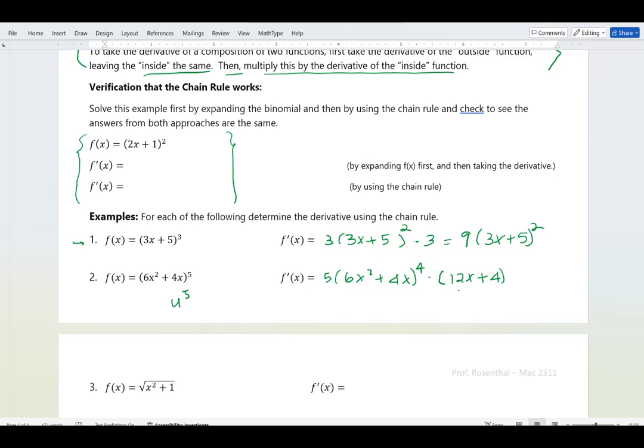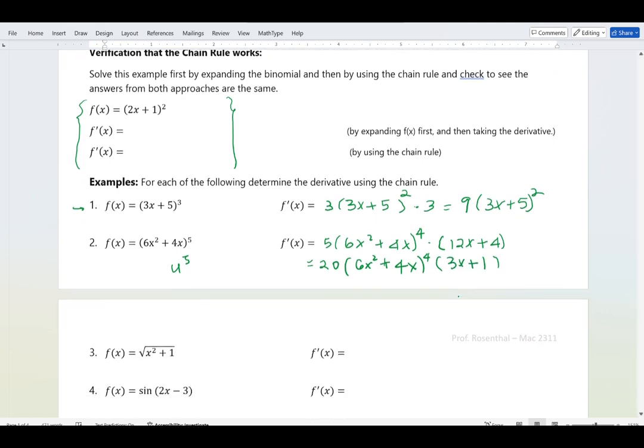Or if you want, you can distribute the 5 with that quantity, or you can even factor a constant. So there are multiple ways to do it. I would accept this as a correct answer in this form. But if you like, you can also take out a 4, multiply with the 5 up front. So that will give you 20 times 6x squared plus 4x to the power of 4. And if you take out a 4 from that last part, so divide by 4, you get 3x plus 1. So that would be another way to leave the answer.